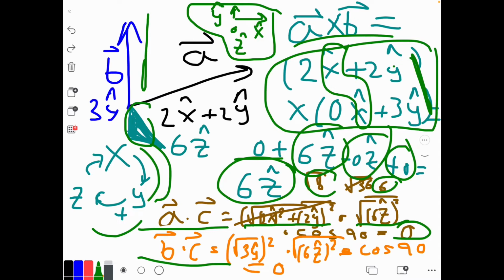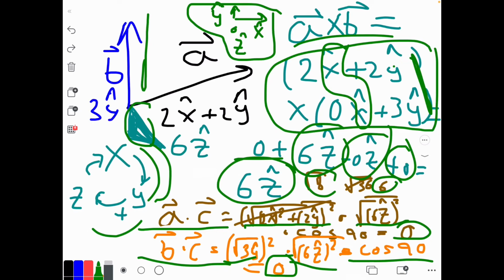Vector b is going all the way up, and then vector c is either coming outside the board or going inside. But because z hat is coming out of the board as a positive, it's going to come out of the board, and because they're perpendicular to each other with a 90 degree angle, we're going to have cosine of 90 no matter what magnitude we have for the dot product. So we're going to get 0 again. And remember, for getting the magnitude from the components, we take the square root of the components squared. So that's how we get the magnitude of our vectors to use in a dot product.